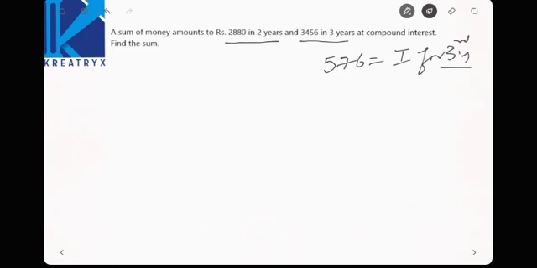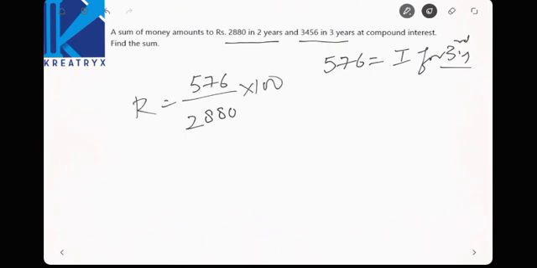right? Now see the things there. Now can you find out the rate of interest? Yes, we can find out the rate of interest. 576 is the interest. Now 2880 will be the principal amount in the second year.